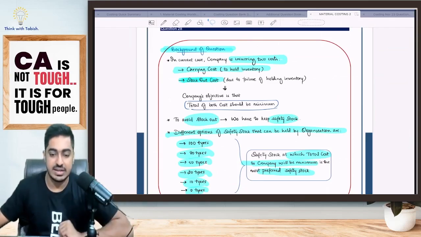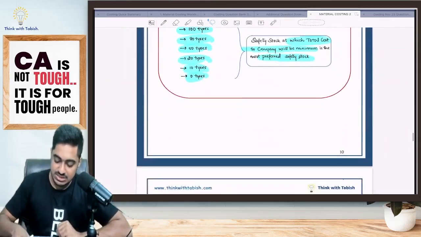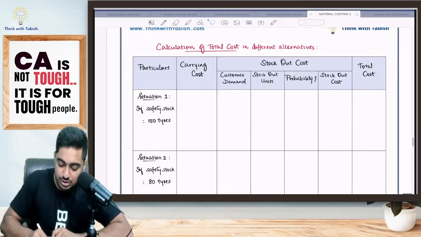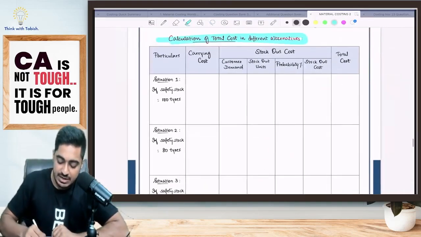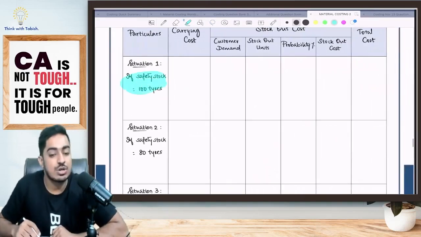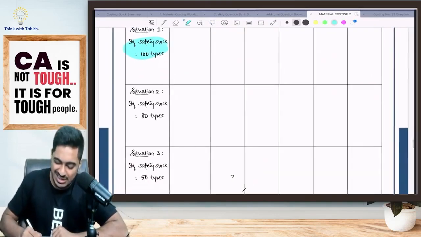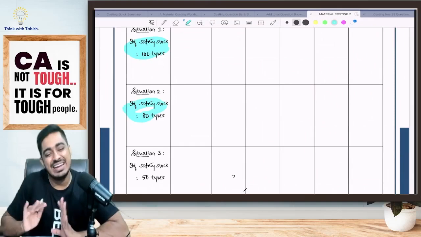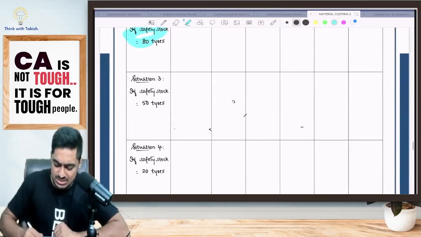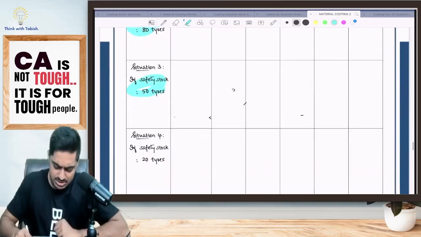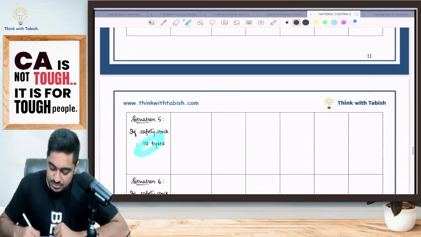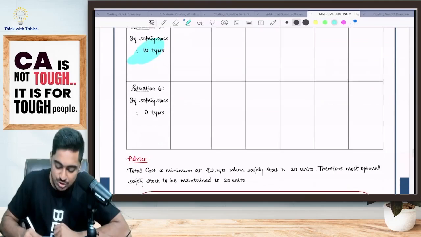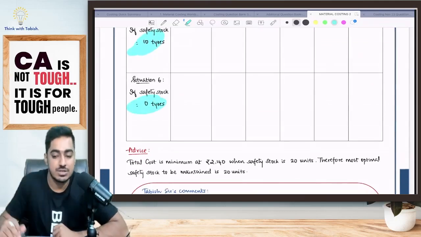Okay, now understand, based on this, the calculation of total cost in different options. What safety stock can I have? Option number 1, let me keep a safety stock of 100 tires. Option number 2, no boss, 100 is not needed, 80 is sufficient. Option 3, no boss, 80 is also not needed, 50 is sufficient. Option number 4, what if I keep only 20, what will happen? The 5th option is, what if I keep only 10? The 6th option is, I am not going to keep any safety stock.